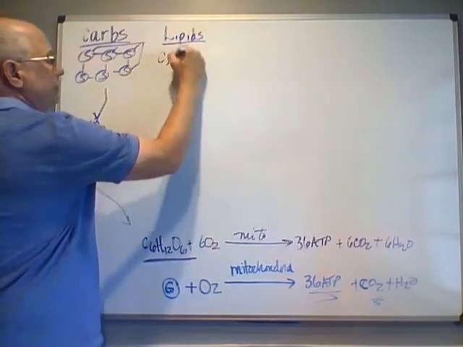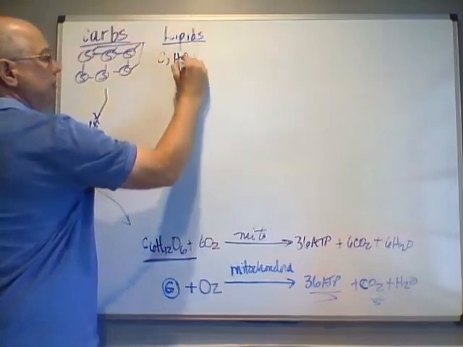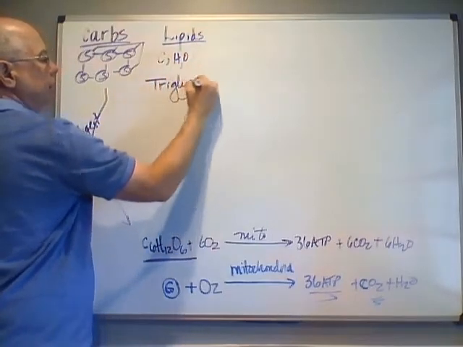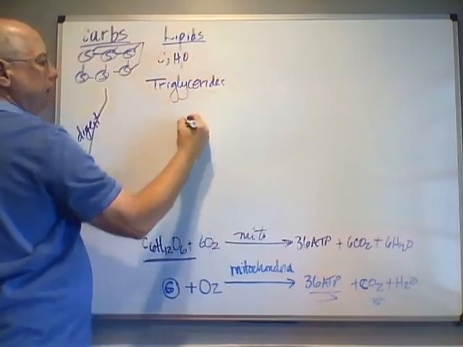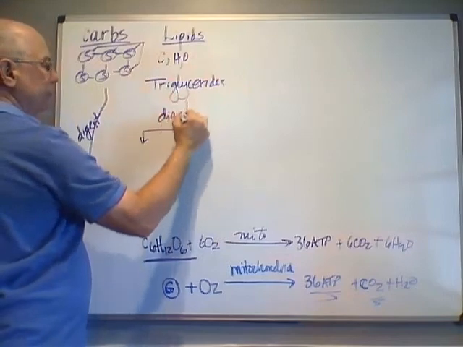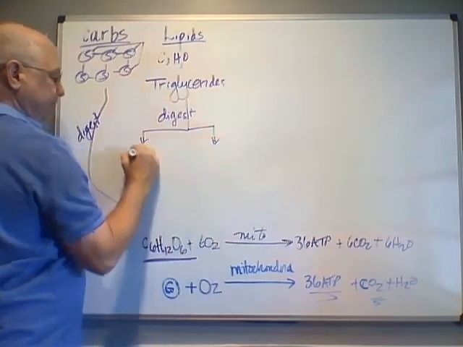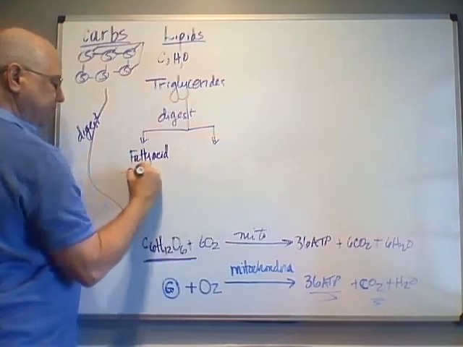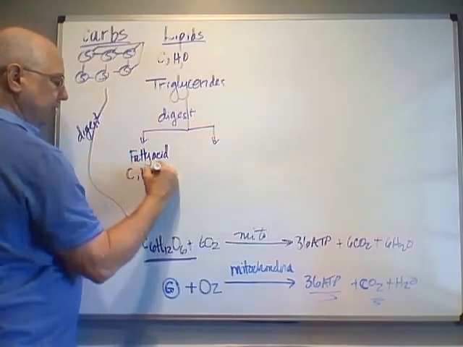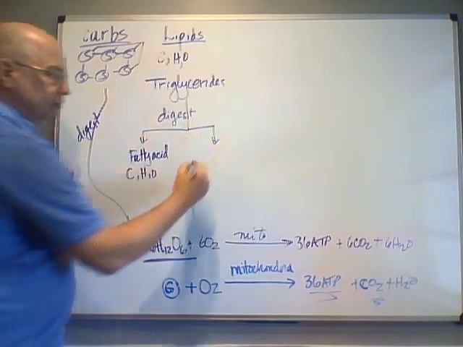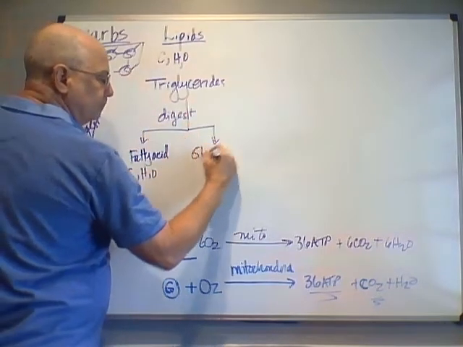Lipids are made out of carbon, hydrogen, and oxygen. One of the lipids we talk about are called the triglycerides. We use triglycerides for energy sometimes, and when we break them down, when we digest them, we get two things out of them. We get a fatty acid. Fatty acids are made out of carbon, hydrogen, and oxygen. Lots of carbon, hydrogen, oxygen. They're pretty big molecules. And then we get glycerol.